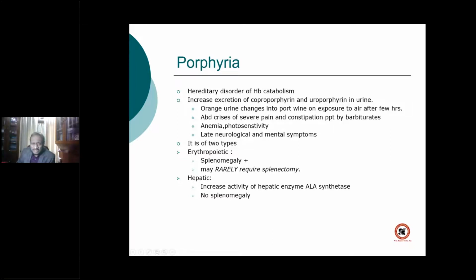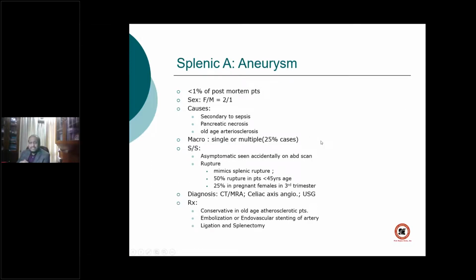That basically means the catabolism is either primarily in the RBC itself or a hepatic type. Now erythropoietic may rarely require splenectomy, and in hepatic type there is no role of splenectomy. So in porphyria, you very rarely require splenectomy, and that also when you've got an erythropoietic type of porphyria, right? Just a few ancillary splenic conditions.